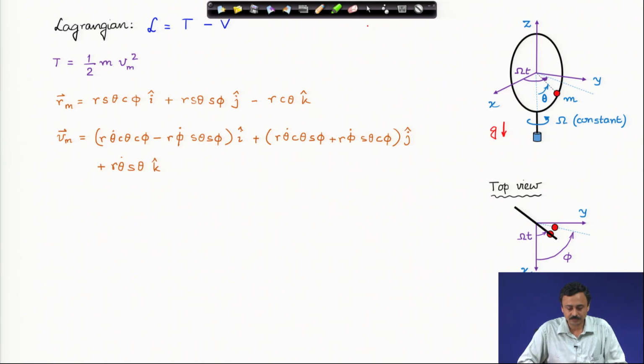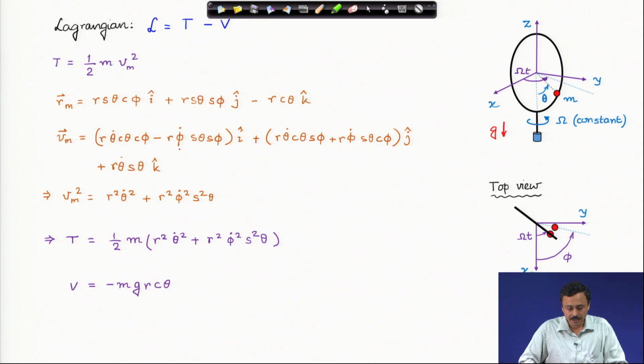Now, the velocity I can find out. So, this is the velocity. Now, phi gets differentiated as usual. I have expressions of phi dot in my velocity, and therefore, the velocity of the mass squared is this expression: r squared theta dot squared plus r squared phi dot squared sin squared theta. This is the velocity squared, and therefore, now I have the kinetic energy with me. Potential energy is as usual, because phi does not change the potential energy of the system, but theta does. Therefore, we have only theta dependence.